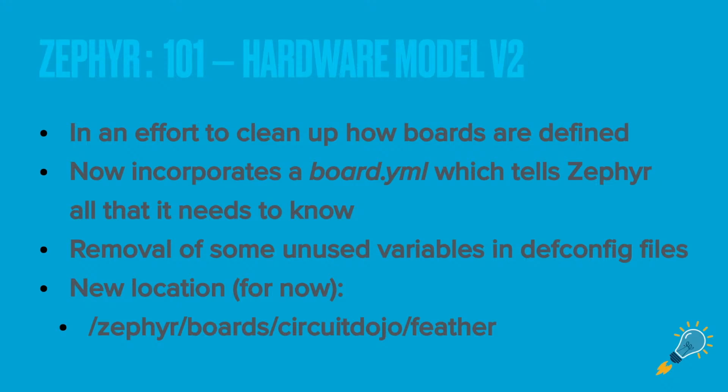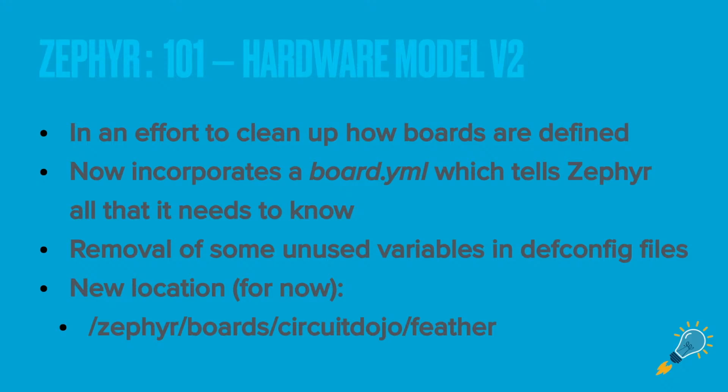And this is what I was referring to in terms of the board location. Previously, Circuit Dojo boards lived under zephyr/boards/arm, and then the name of the board, so Circuit Dojo Feather nRF9160. It's a little bit different now. This is where it is living as of right now.